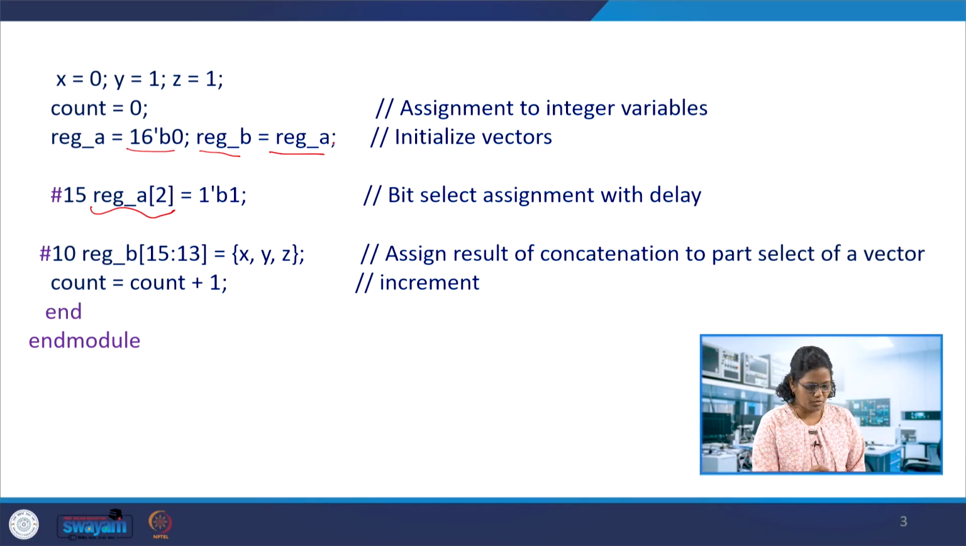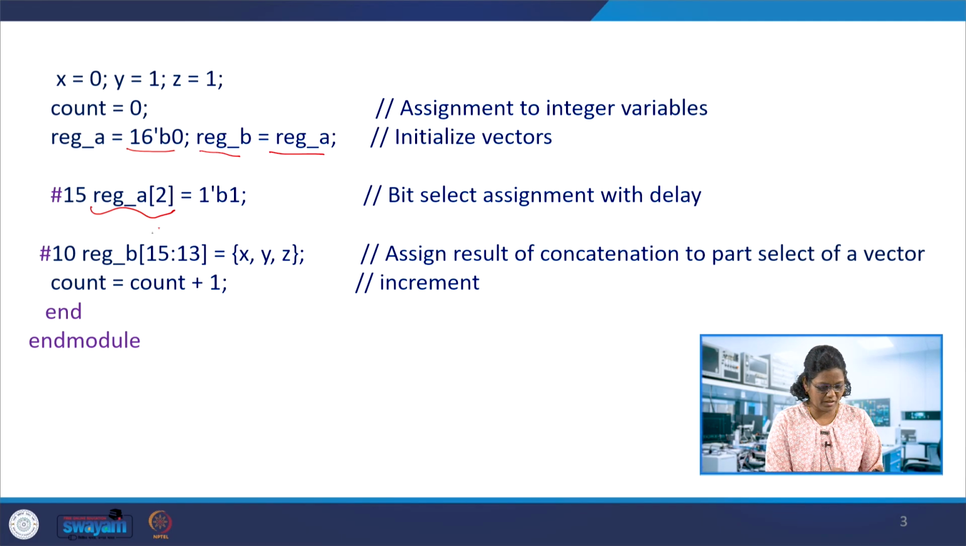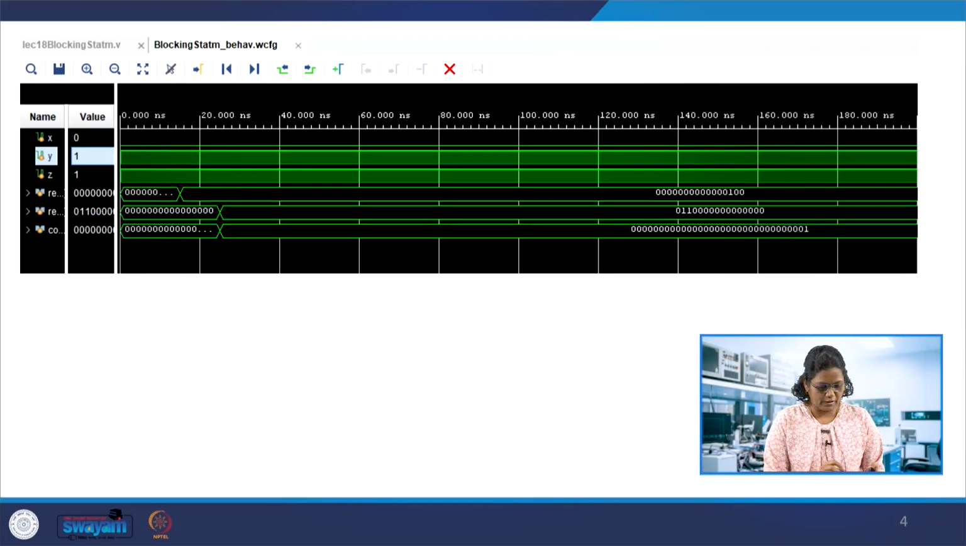So how would these statements be executed? See here, this is written inside the initial block, and it is getting executed sequentially, and there are blocking assignments in each. There is no non-blocking assignment. So let's see the outputs here.